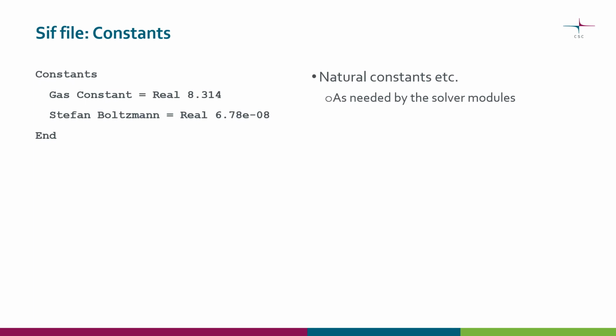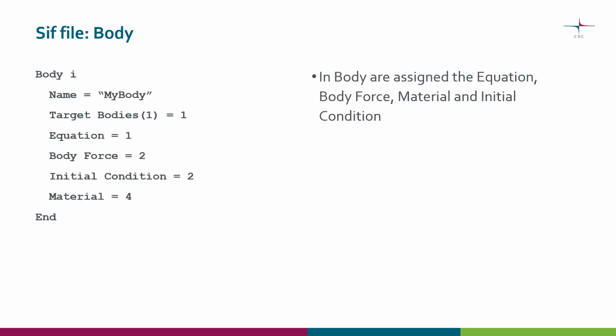Constants section, surprise, surprise, includes definition of some constants. Here, for instance, we have defined gas constant and Stefan Boltzmann constant. A body is a leading dimensional part of the mesh. So, for instance, in 3D, this would be a 3D part of the mesh. The mesh can consist of one or several bodies. And the body section basically just tells what equation, what body force, what initial conditions, what materials to include in this body.